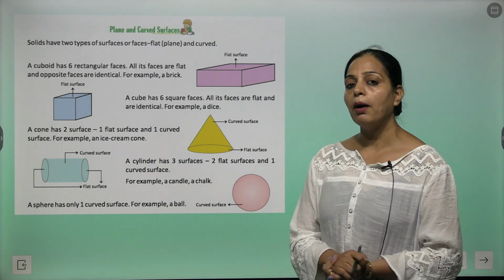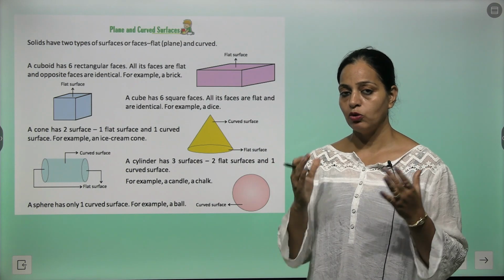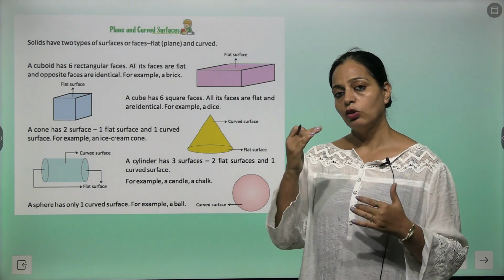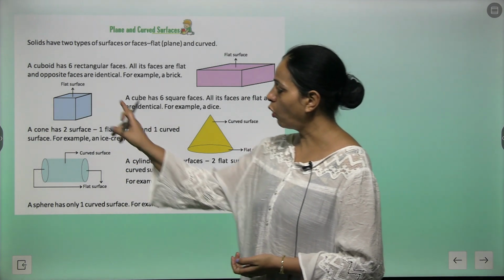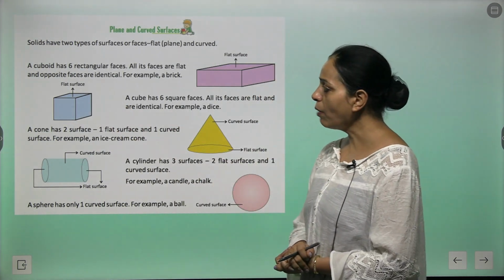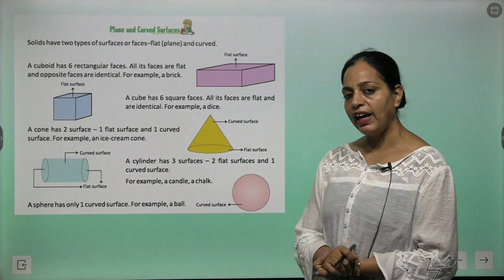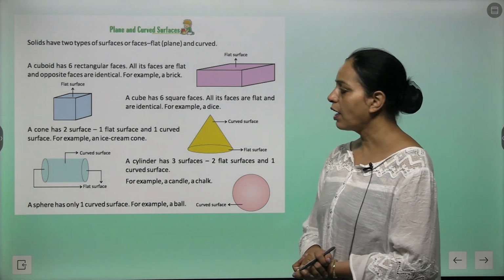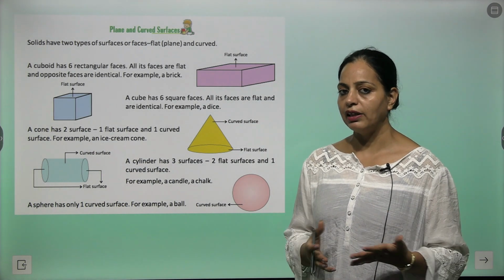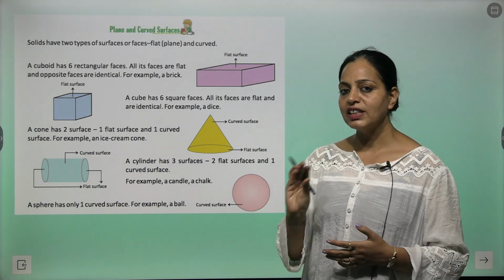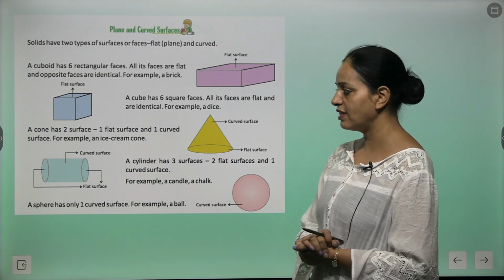For example, a brick. आपने brick देखी होगी. Brick जो है वो cuboid shape है. उसके जो opposite faces हैं, those are same, right? Now we are talking about cube. A cube has 6 square faces. All its faces are flat and are identical. For example, a dice. आपने dice देखे, आपने खेला है, अभी भी आप खेलते हैं. तो dice में क्या होता है? 6 faces होते हैं. These are plane and these are same, identical.